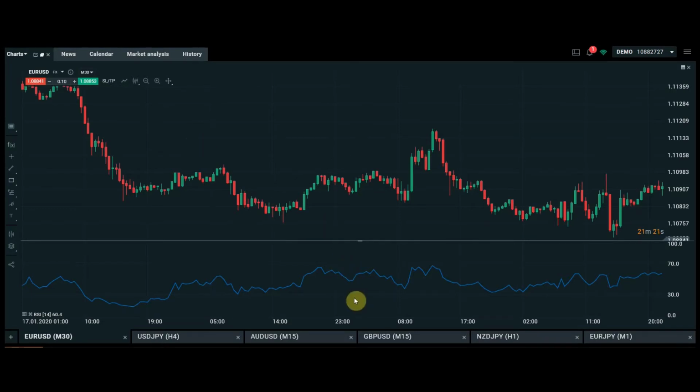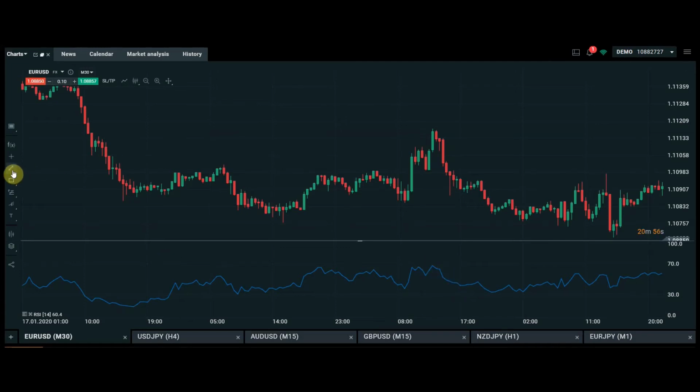What we can also do on here is plot levels of where the relative strength indicator could be considered to be at its highest, and also when it can be considered to be at its lowest. And therefore we can look at creating a strategy when the RSI is below a certain level for a buy, and when it's above a certain level for a sell.